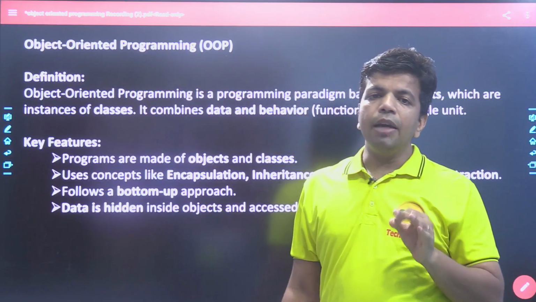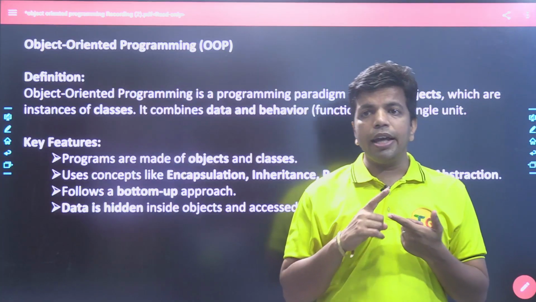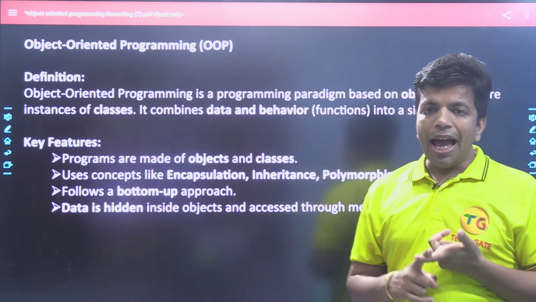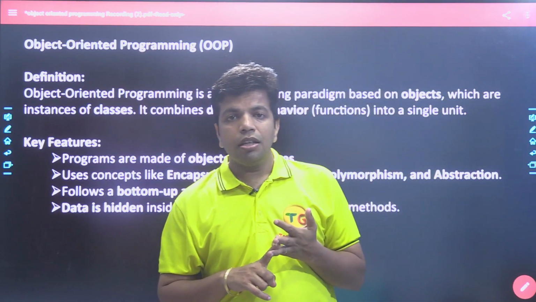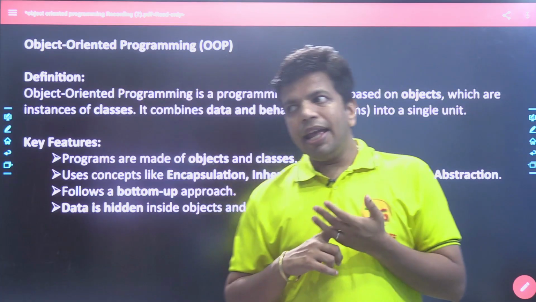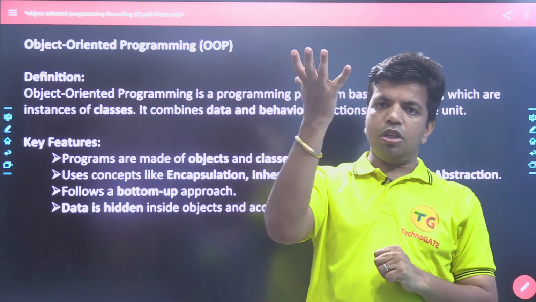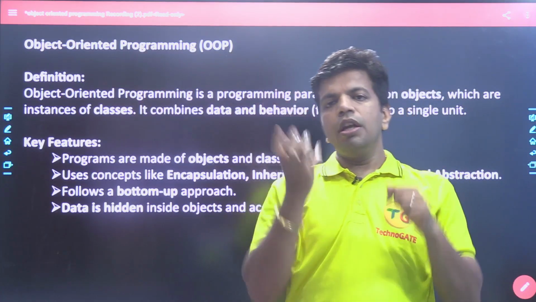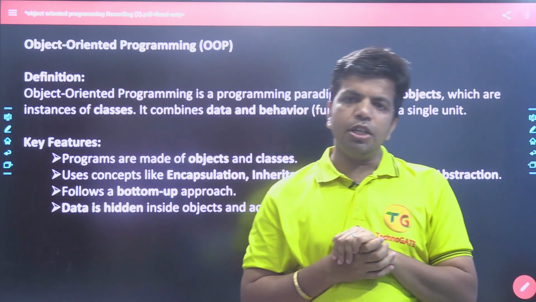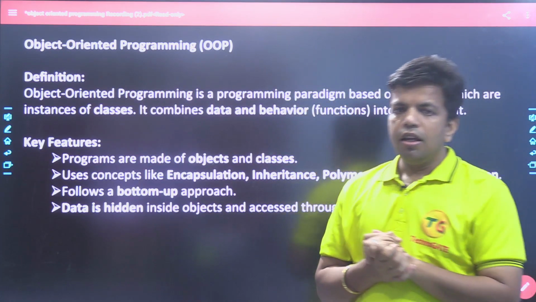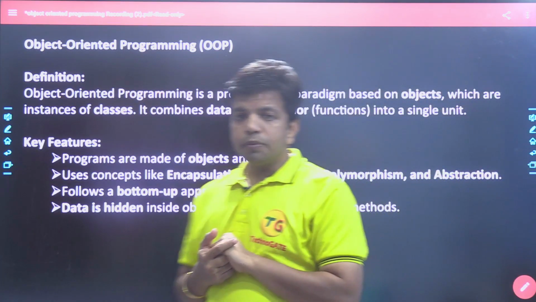Now programs are made up of objects and classes. Mainly here we are going to use the concepts of encapsulation, inheritance, polymorphism, and data abstraction. Okay, so these are the important points. And this is not a top-down approach like procedure-oriented programming. This is a bottom-up approach. Here an object can call another object, an object is related with another object, and we can make that relationship. Okay. Now, data is hidden inside the objects and accessible through the methods.